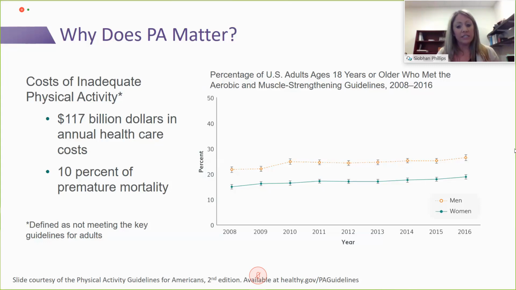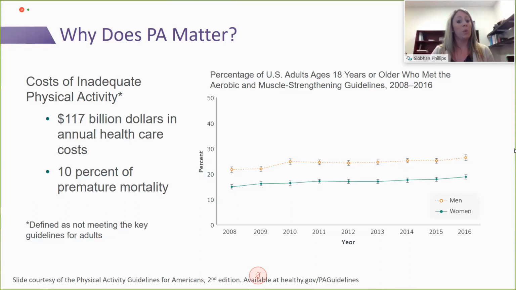Despite all of the benefits of physical activity and the potential costs of physical inactivity, only about 1/4 of Americans meet both the aerobic and muscle strengthening guidelines that are proposed in the 2018 guidelines. So obviously, despite all these benefits, we are not doing a very good job getting people to be active.